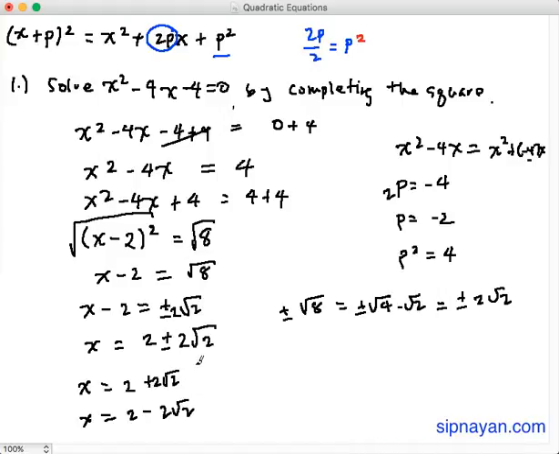So, yan yung use ng completing the square. No? We can get the value of x. Kasi hindi natin siya ma-factor.